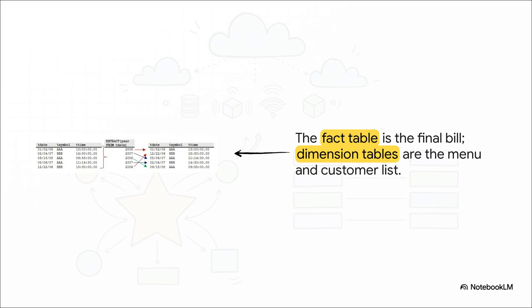Let's make this a little more concrete. There's this great metaphor from the Data Warehouse Toolkit. Think about your data system like a restaurant. The kitchen is where all the prep work happens, cleaning up raw data. The star schema, that's the final, perfectly organized plate of food delivered to the diner, who is, in this case, your analyst. The final bill with all the totals, that's your fact table. The menu, the customer list, the specials board, those are all your dimensions, giving it context.